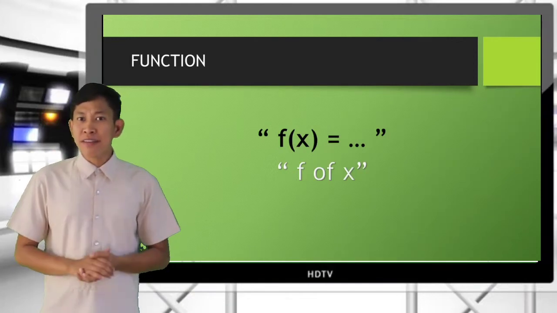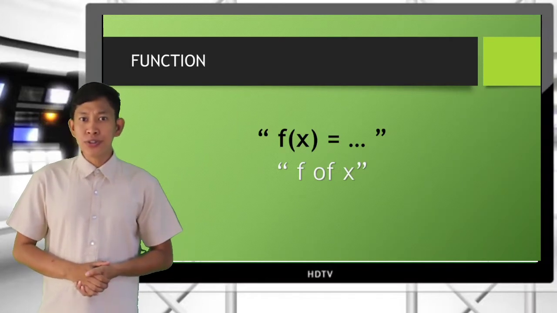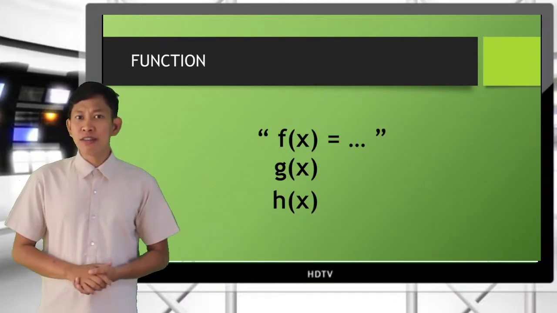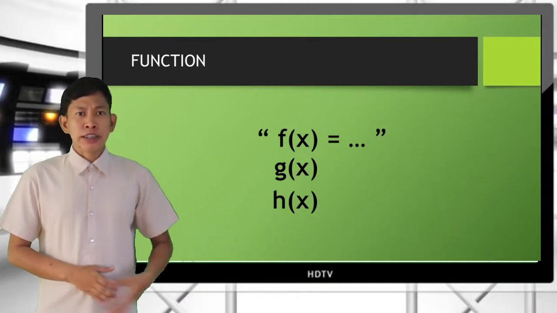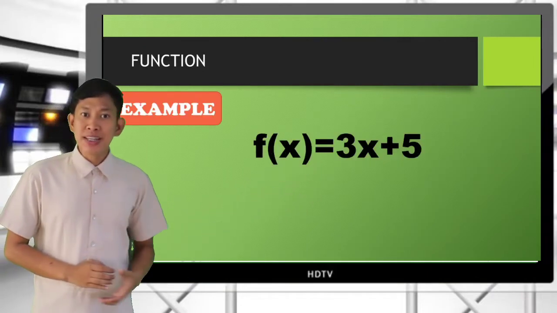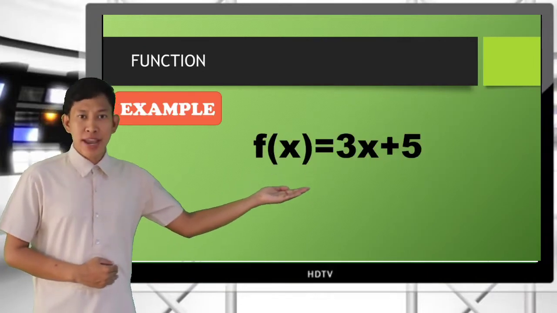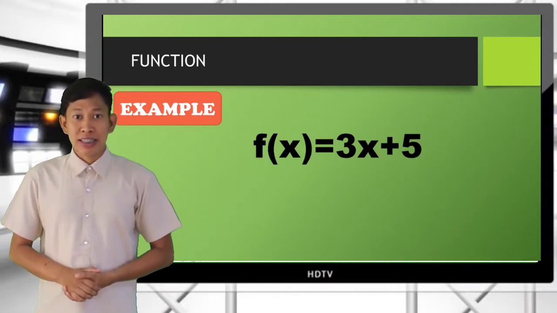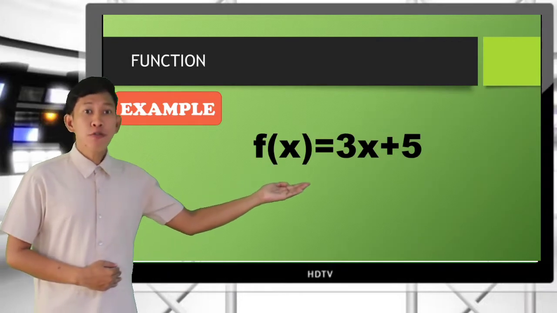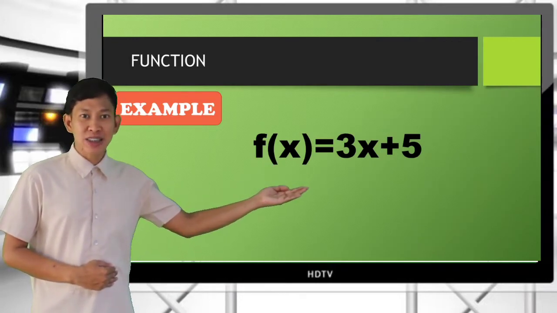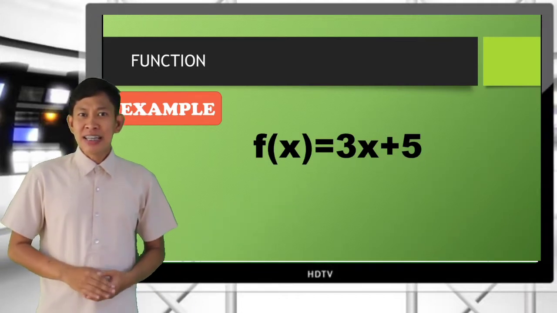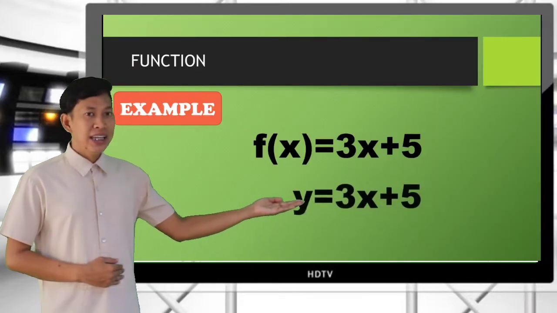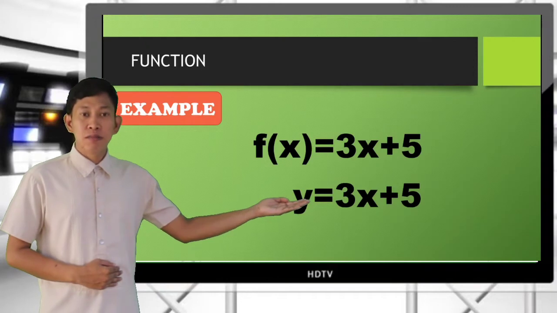Another way of writing that is we can also use g of x, h of x, and any other letters in the alphabet. So let's have an example. You read it as f of x is equal to 3x plus 5. One more time. That is f of x is equal to 3x plus 5. Good job! Now you can rewrite that in this form. That is y is equal to 3x plus 5.